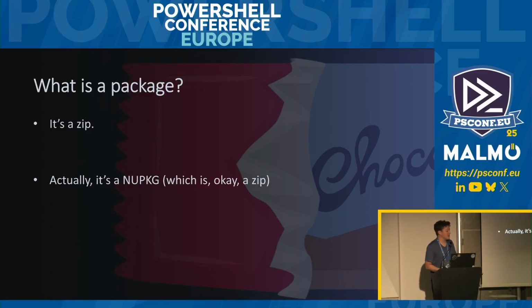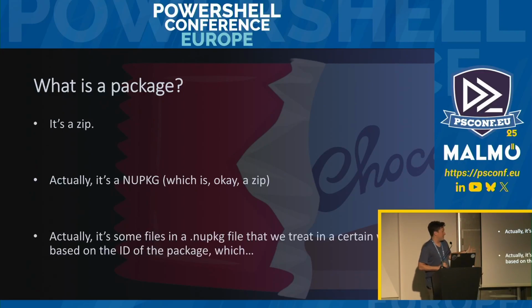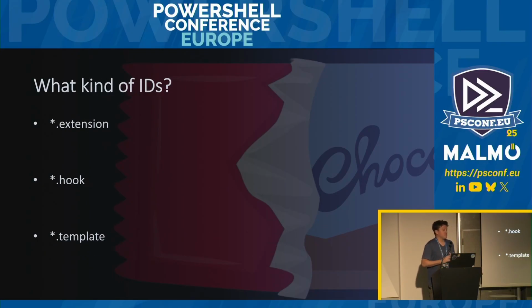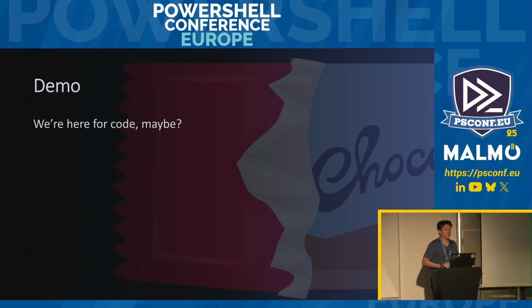We'll take votes in a second. But that is essentially a zip. And in there, you've got a bunch of different file types, which we're going to treat very slightly differently depending on the ID of the package. You might think, well, what kind of IDs will get treated differently? Non-exhaustively, at the basic level, you've got .extension packages, .hook packages, and .template packages. We're just going to go into a couple of those and show you what they are, what they can do, and why you might be interested.